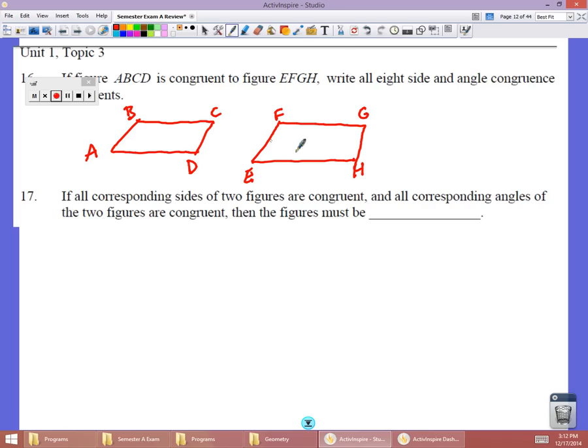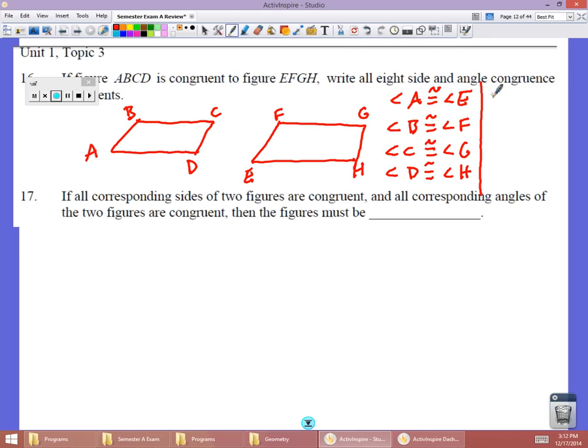So first of all, matching up the angles, we have that angle A is going to be congruent to angle E. Second, we're going to have that angle B is congruent to angle F. Third, we're going to have that angle C is congruent to angle G. And finally, we have that angle D is congruent to angle H. So that takes care of our 4 angle congruences.